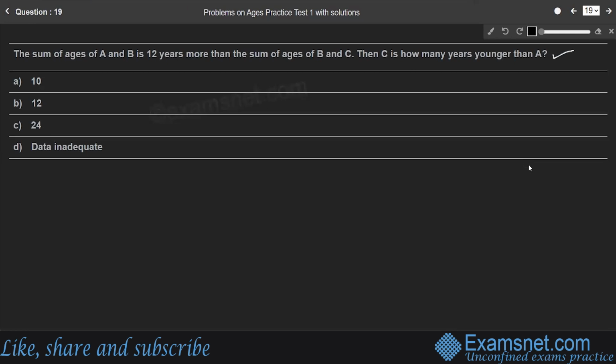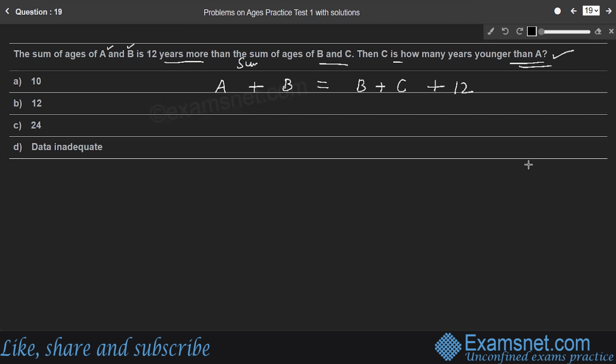Question number 19. The sum of ages of A and B is 12 years more than the sum of ages of B and C. Then C is how many years younger than A? So very easy question. Here we'll consider the sum of ages of A and B as A plus B, right? It is 12 years more than the sum of ages of B and C. So we'll consider the sum of ages of B and C as B plus C, plus 12. A plus B is 12 years more than B plus C, right?